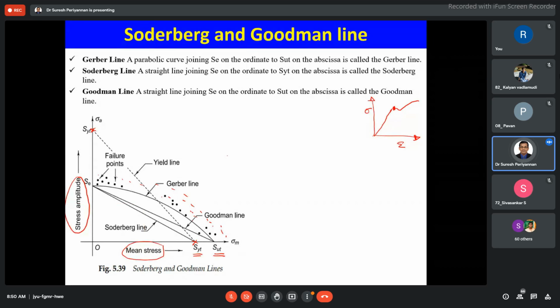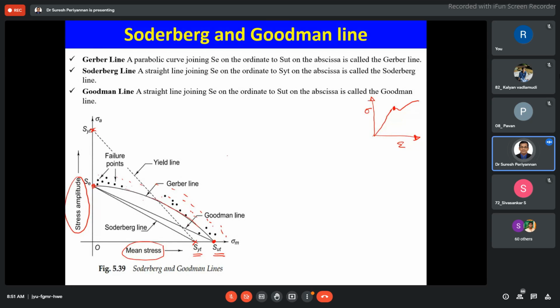Now we know the parabolic curve joining SE on the ordinate and the point SUT on the abscissa, that is, the x-axis. When the design component has non-linear behavior, we follow this theory. The region above this line is the failure region. Below this Gerber line, it is the safe region.